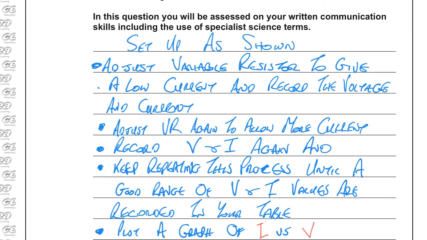So set up as shown, always do that. If you've drawn a good diagram, you don't have to go through lengthy descriptions of how to set this stuff up. Adjust the variable resistor to give a low current and record the voltage and current. Adjust the variable resistor again to give more current, so increasing the current. Record V and I again, and keep repeating this process until a good range of V and I values are recorded in your table. And remember, the whole point of this experiment is to see the effect of the metallic conductor in the bulb filament getting hot. So if you wanted to say something about the range, then you would take the bulb up to full brightness. Okay, that's it then.